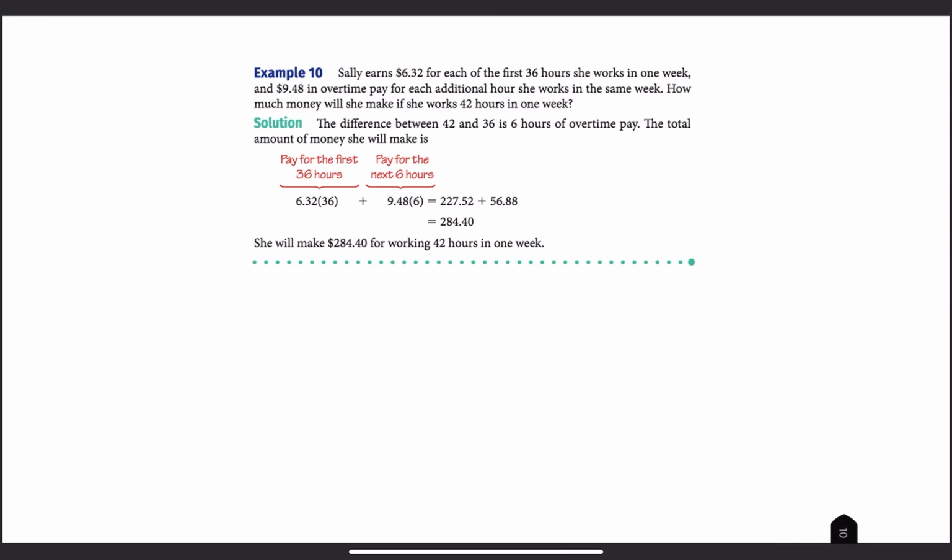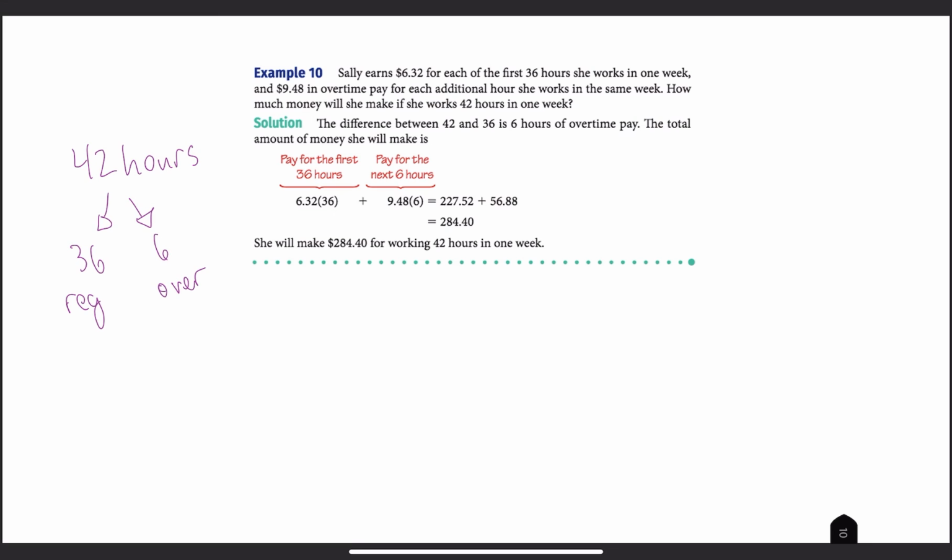All right, so Sally earns $6.32 for each of the first 36 hours she works in 1 week, and $9.48 in overtime pay for each additional hour she works in the same week. How much money will she make if she works 42 hours in 1 week? So we've got to figure out first what she's working in overtime and regular pay. So if she works 42 hours, that's 36 hours of regular pay and 6 hours of overtime.